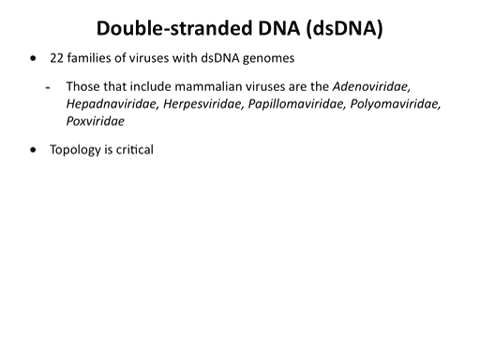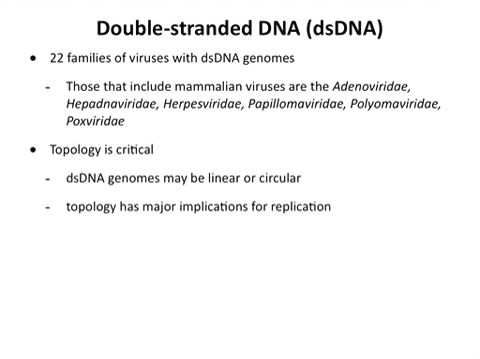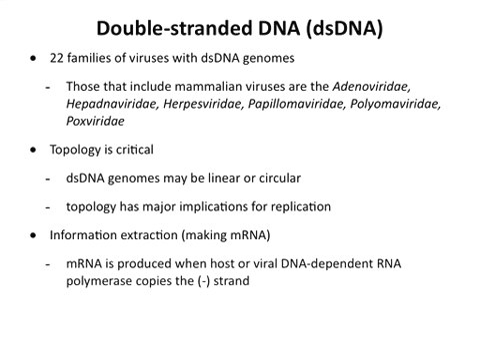The topology of the genome is critical. They're not all just double-stranded DNA. They can be linear, or they can be circles, and that determines how they are going to replicate. Topology has major implications for replication, as you will see. How do you make mRNA from a double-stranded DNA genome? What we call information extraction.